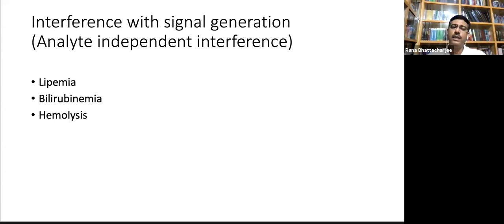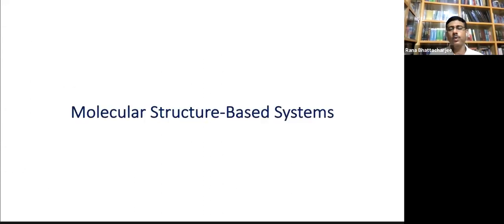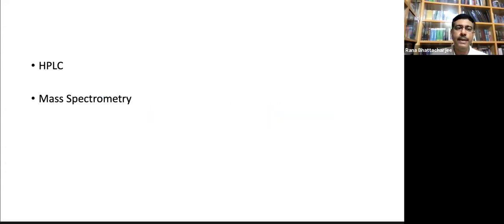Very few words regarding the molecular based systems. My disclaimer is that the knowledge regarding this is mostly theoretical, as we do not have this molecular structure based assay system in our lab yet. We hope to get that in the near future. But this is mainly for the PDTs, for exam purposes maybe.